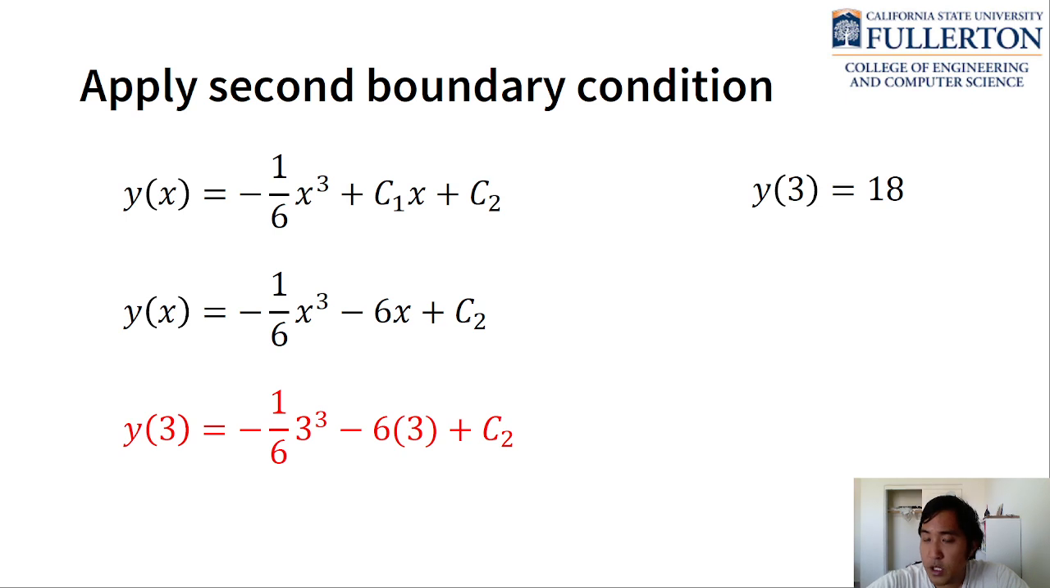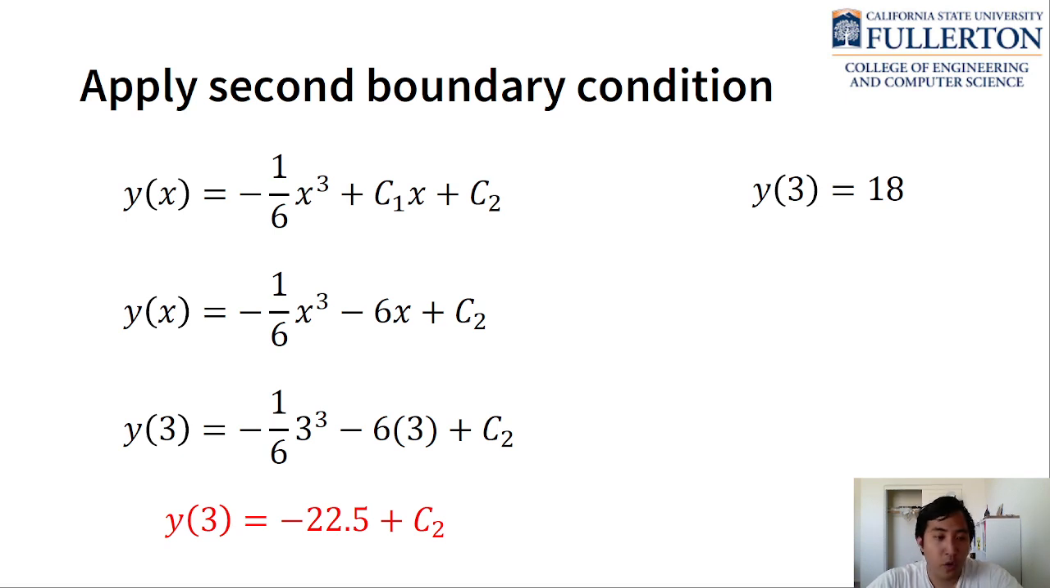And so this boundary condition specifies that the x value is 3. And so everywhere we see x, we're going to plug in 3. And we evaluate the arithmetic for that, and what we get is minus 22.5 plus c2. Okay.